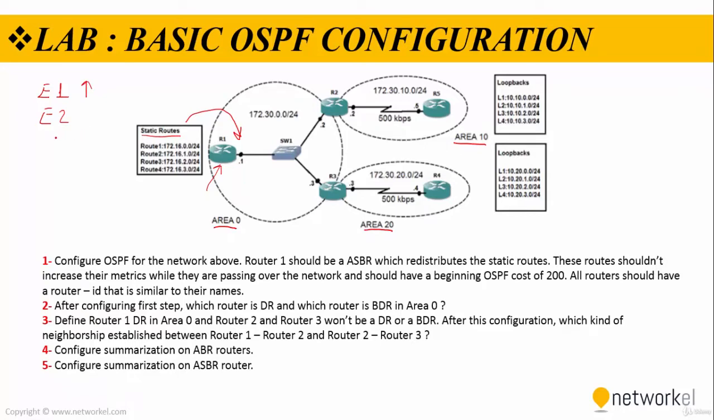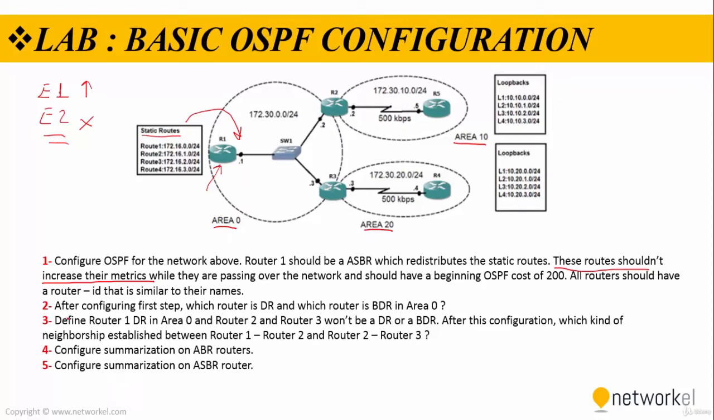If we redistribute with E2, routes don't increase their metric. So we are going to use E2 redistribution in this example because it's saying to us that these routes should not increase their metrics.